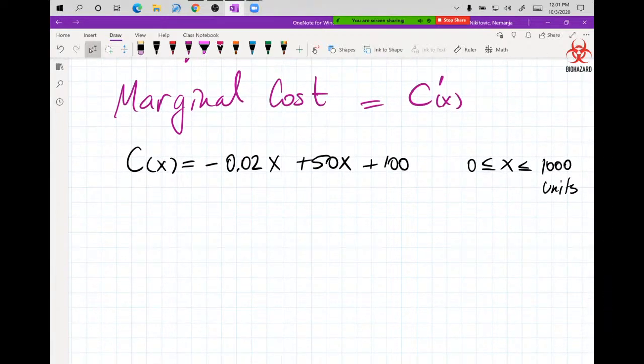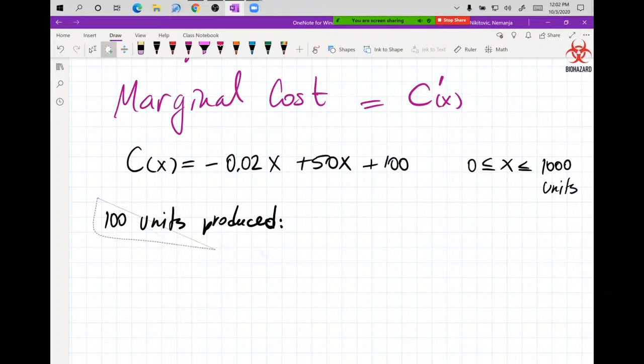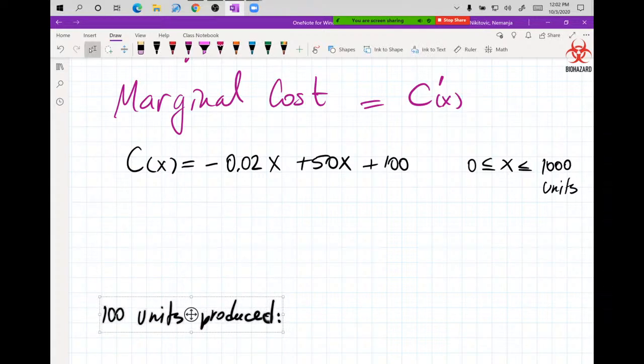But let's say that is the case. So now we want to analyze this and take a look at what happens if we are producing 100 units. So 100 units produced. So let's do that analysis. Well, actually, before I do that, let's find the equations for average and marginal cost. I forgot to do that.